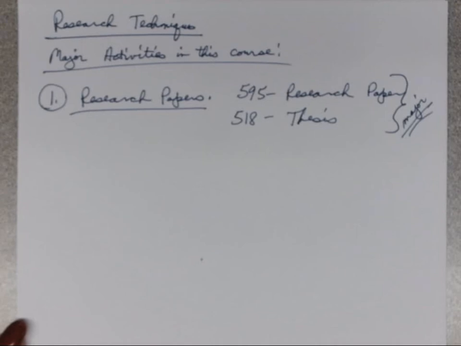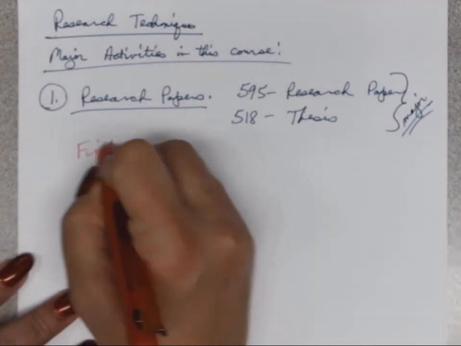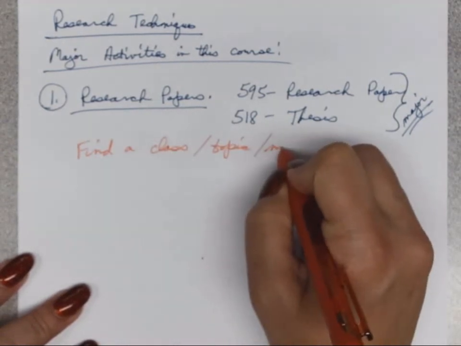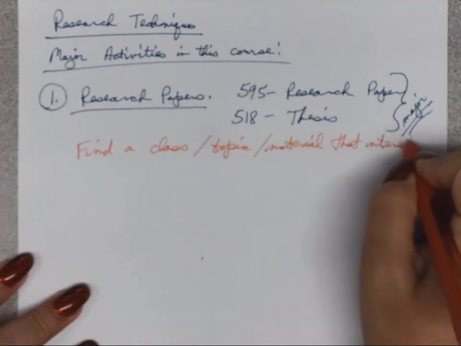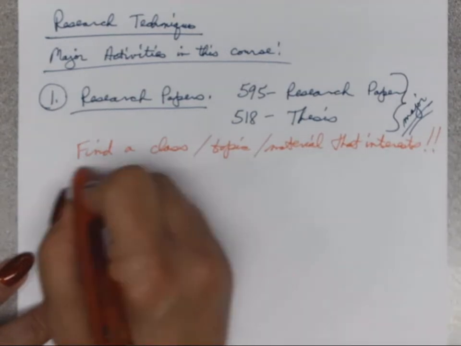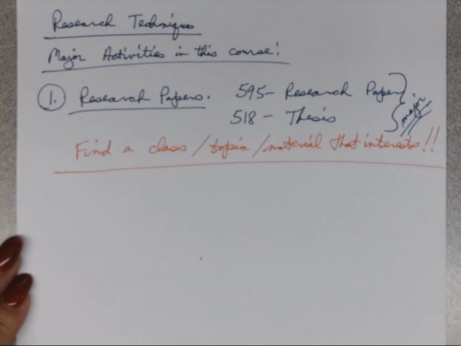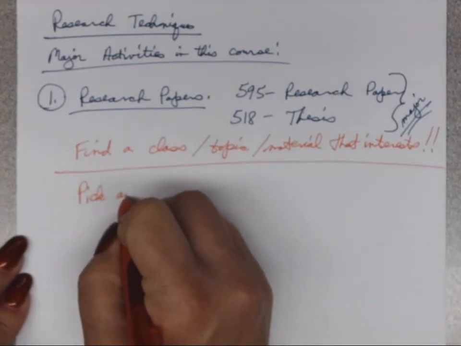And then the process normally goes like this. Find a class or topic or material that interests you, because if it doesn't interest you, then you will not continue to work on it. This is a fairly self-motivated process that everybody has to do, meaning that normally you're not meeting with a teacher, you're doing this on your own. So you'll have an advisor. So you need to pick an advisor.